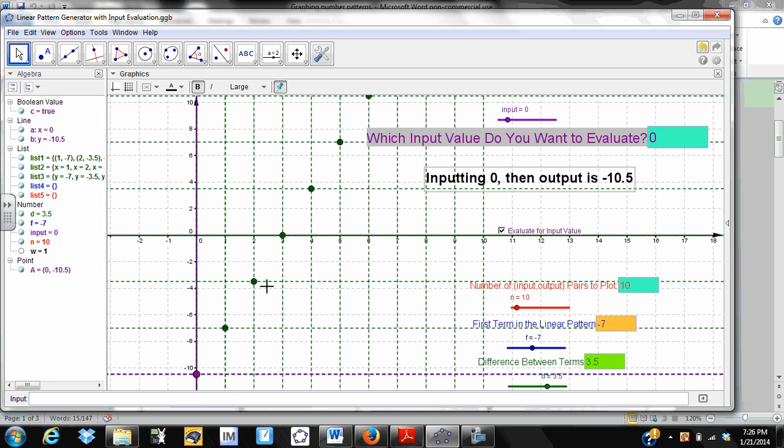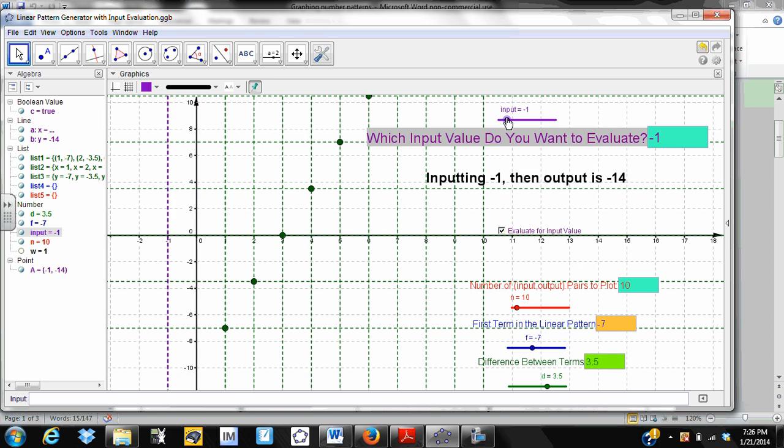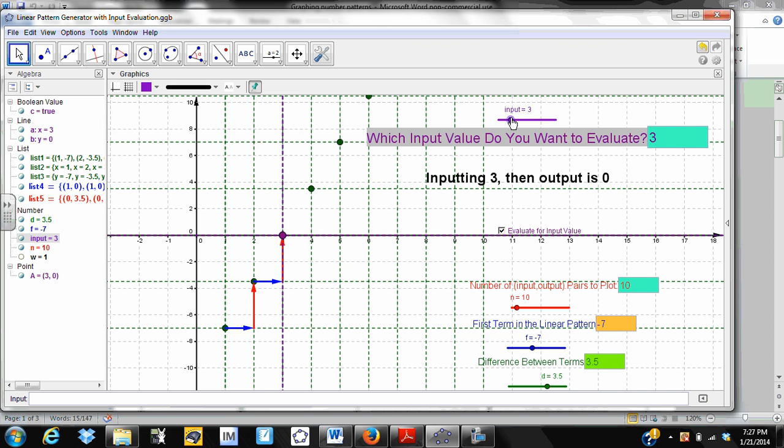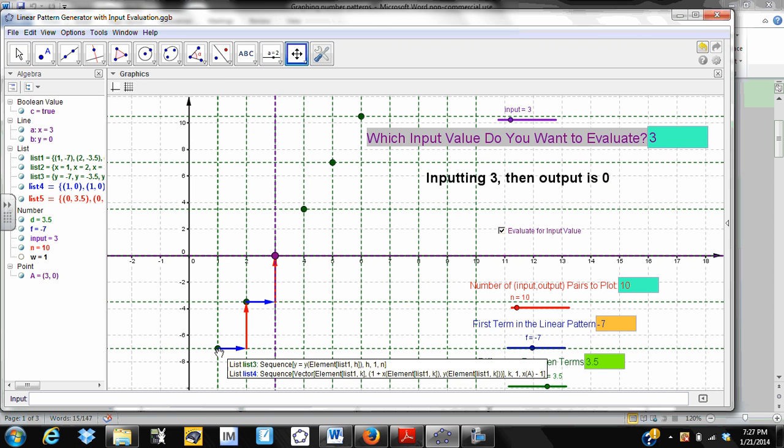The nice thing too is, and this is only set up for the positive inputs into a sequence, but what I like about it is it shows from the first term, which in this case is set to -7, and it has a difference of, let's make it different, well, it's 3.5. As we evaluate, like we're evaluating the third term and we get out of 0, you can see how our terms are increasing by 1 and our output is increasing by our difference.